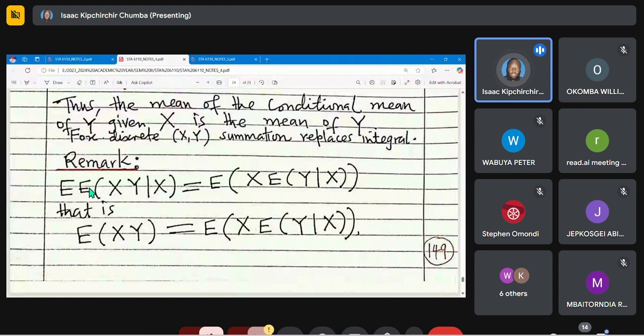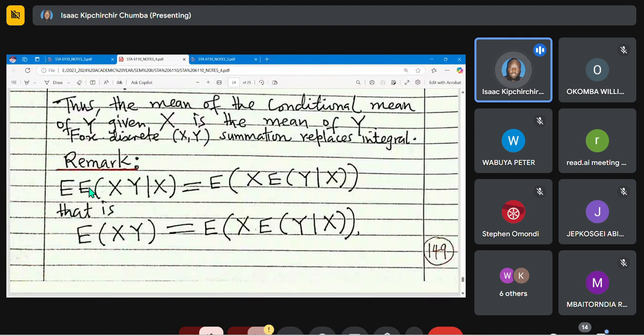You see, if we are looking at the expected of xy given x, as far as this expectation is concerned, because x is given, this would just come and act on y given x. X can come outside here. That is why you see my x here can come out, because it is given. So it will come out here, and then this will come and act on it.